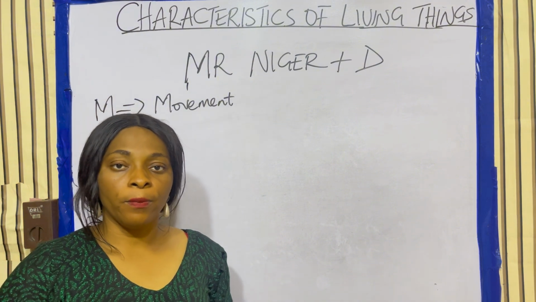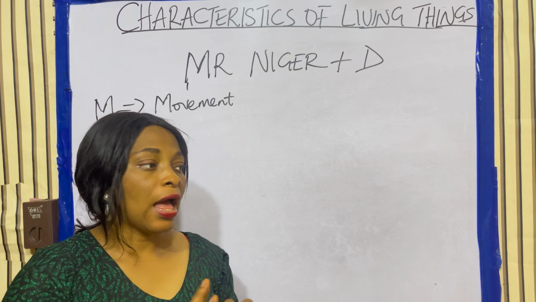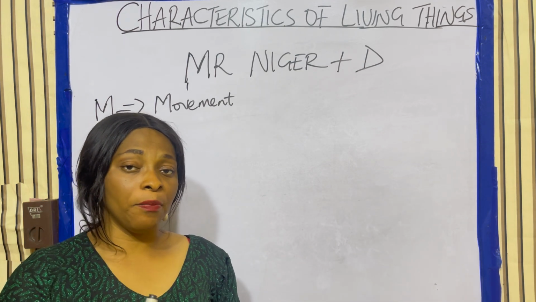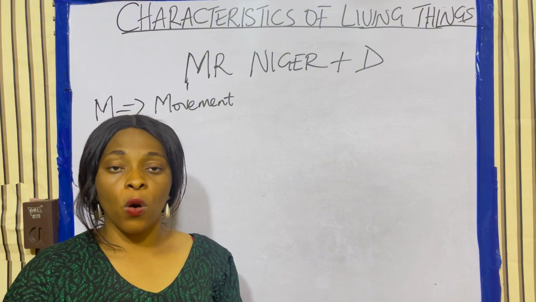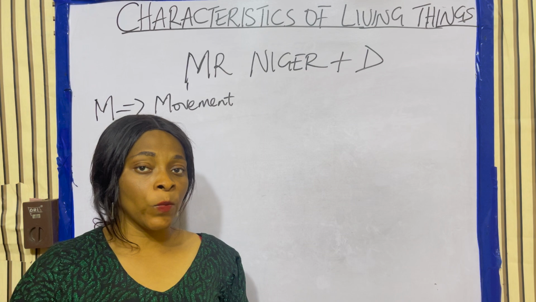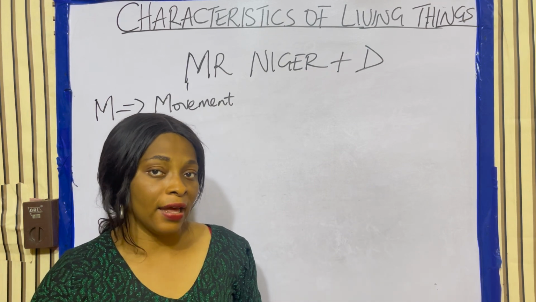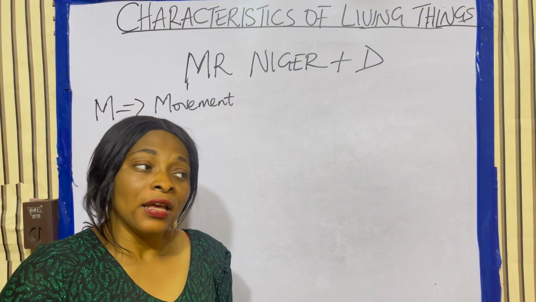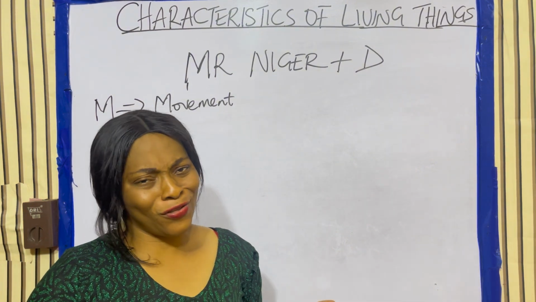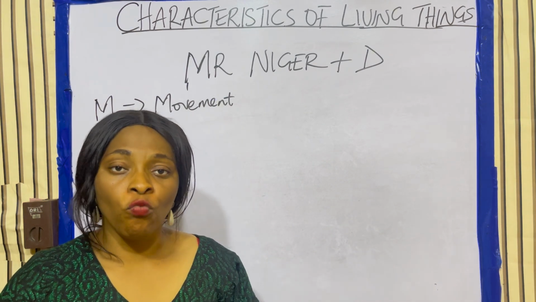For example, plants: maybe you planted a bean seed in a pot or in a container and you left it in your room. After some time, because that seedling is not getting enough light, you're going to see the seedling begin to move towards the direction of light. We refer to it as movement. Are we together? So every living organism moves.